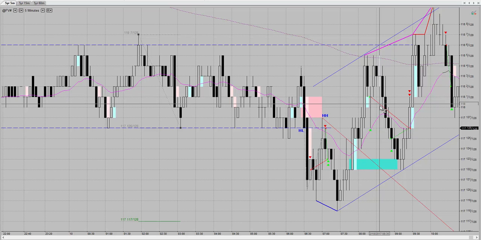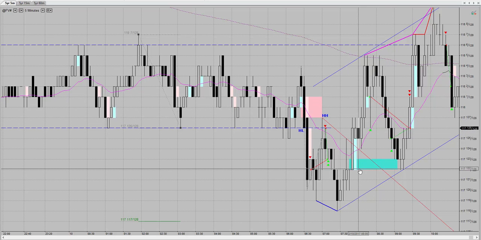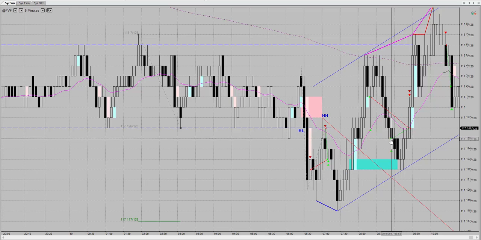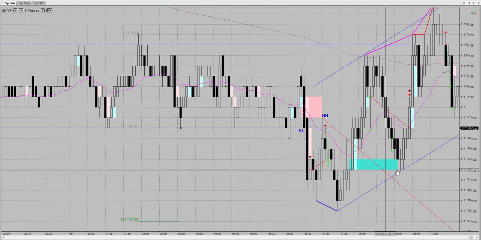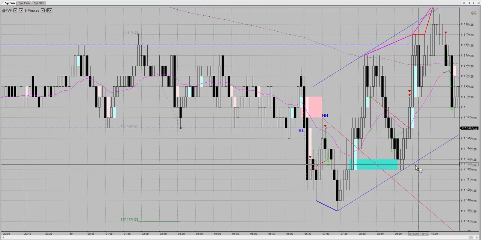And we slowly started just grinding. I added a second contract. It held above, it kept this gap open.